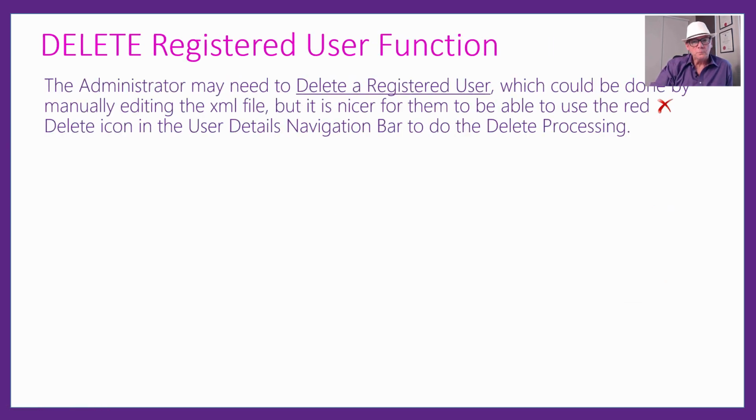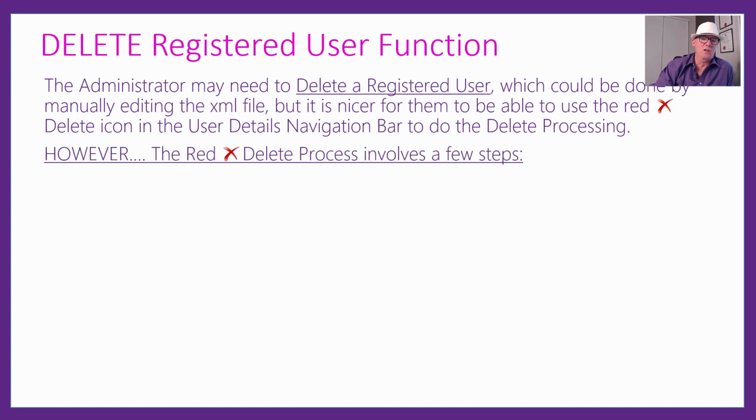So that's good. So look, it may come up that the administrator also needs to delete a registered user. It's going to be pretty highly unlikely. And they could manually edit the XML file to do that. Now, why would they be deleting someone? I don't know, maybe someone joined up and they were sending harassing emails to another member or something like that, or they did something crazy and so they're not going to be on the system anymore, so they want to delete them. But we've got that red X on our navigation bar, so we might as well just put some programming on that so that we are able to delete a registered user.